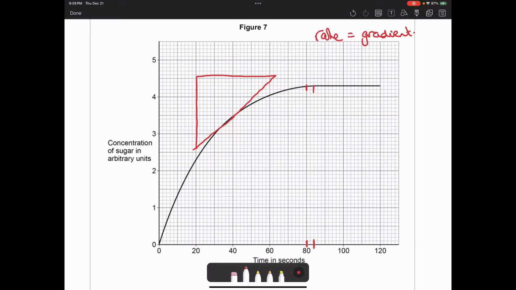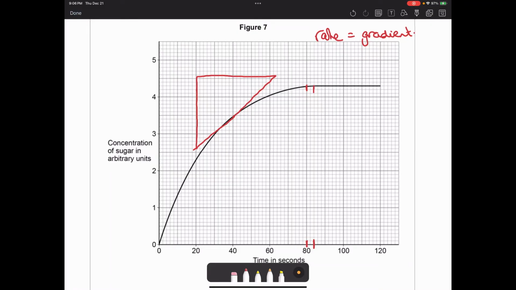Now it actually doesn't matter what angle you draw your tangent at. You get 1 mark for drawing the tangent and then 1 mark for using whatever size tangent or whatever slight angle you've done it at. Even if you do it at a slightly weird angle, you'd still get plenty of marks through doing it.